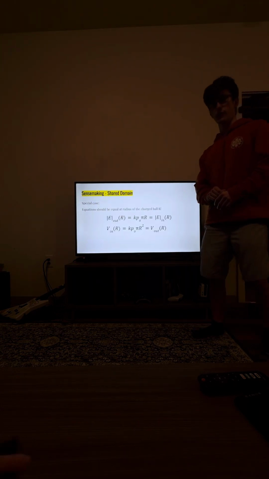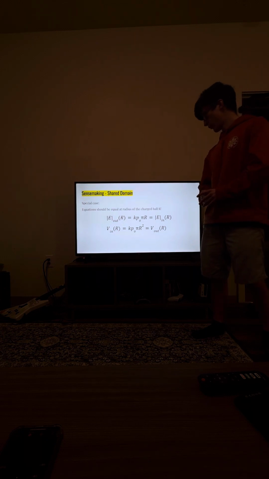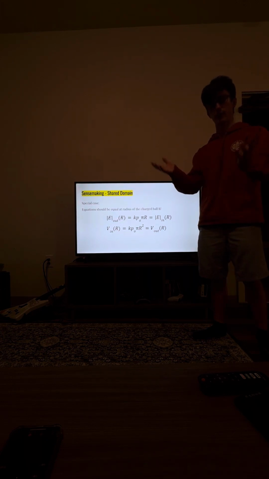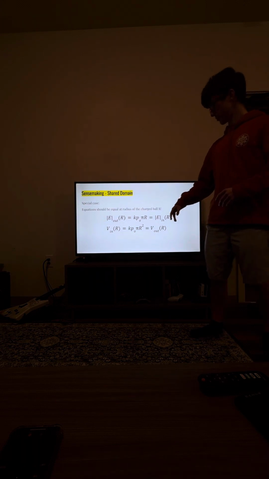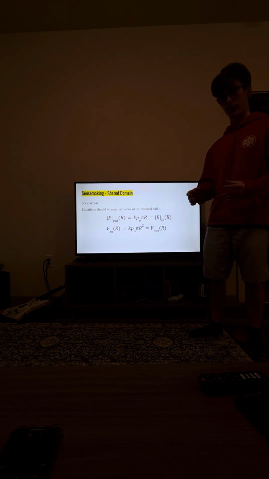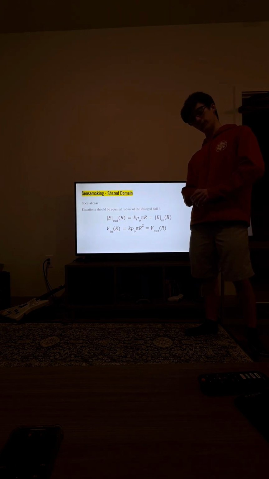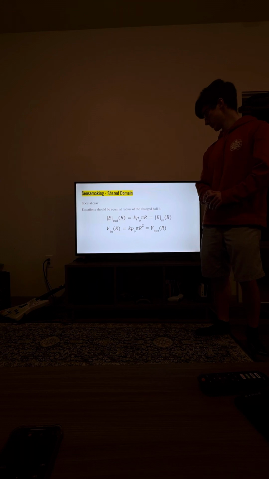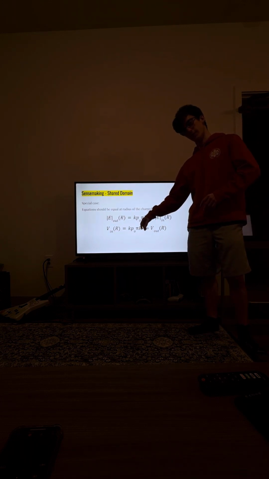We can also look at an interesting case where both of our equations have the domain of capital R, big R, the radius of the charge ball. So we can actually plug that into all of our equations, and we'll see we get the same answer for both E fields and both voltages. That is K rho naught pi capital R for the E field, or for the voltage, K rho naught pi R squared.